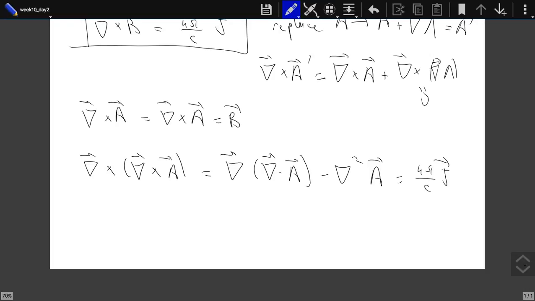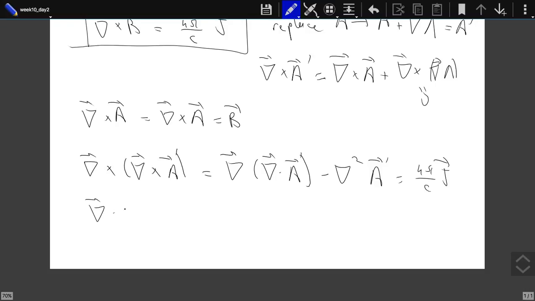So let's see, let us do this for A prime. So we have one A, which doesn't necessarily have 0 divergence. Let us make a change to A prime by adding the gradient of lambda. Then is it possible to find this lambda? That's kind of the question.